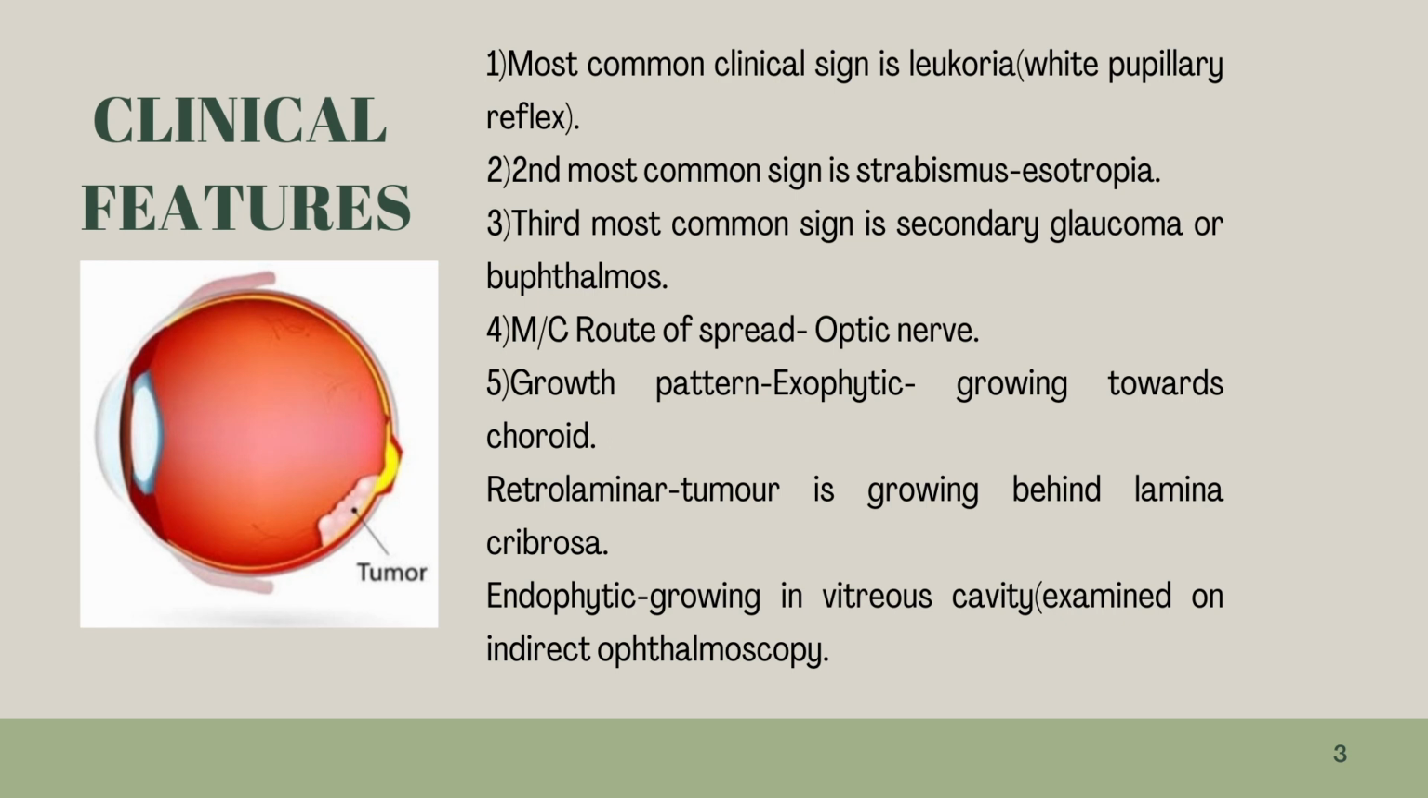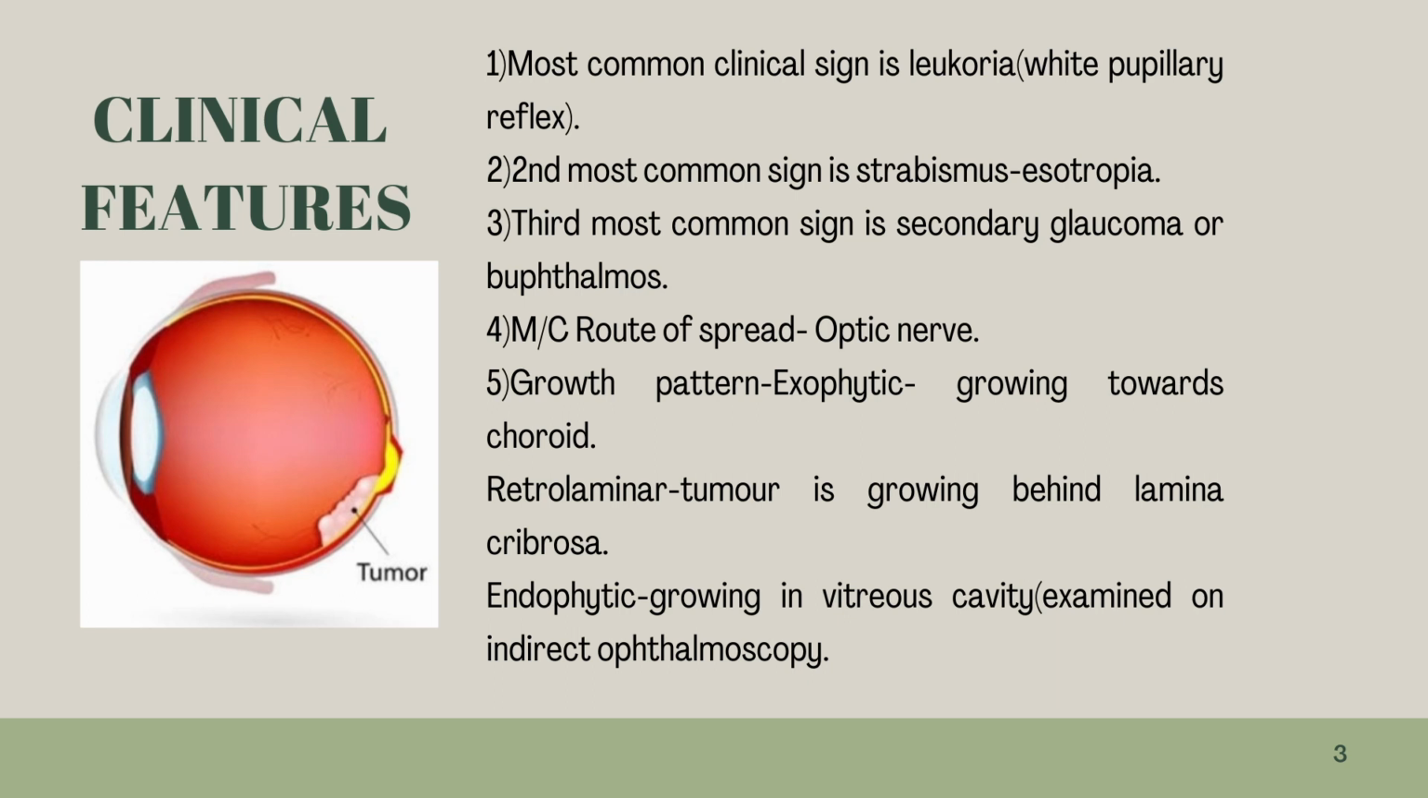Second most common sign is strabismus or esotropia, that is, squint will be seen in the eyes and there will be inward deviation. Third is secondary glaucoma or buphthalmos, that is, there will be raised intraocular pressure of the eyes, that is glaucoma. So secondary glaucoma or buphthalmos. Under buphthalmos also you will see raised intraocular pressure and blue eyes will be seen. Then the most common route of spread is the optic nerve.